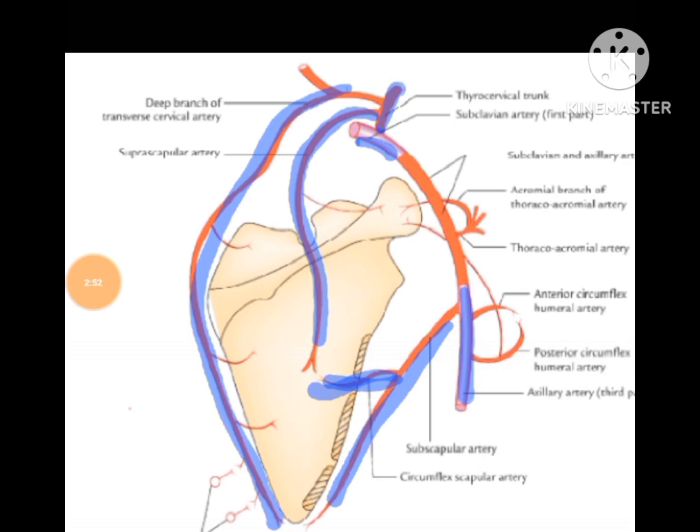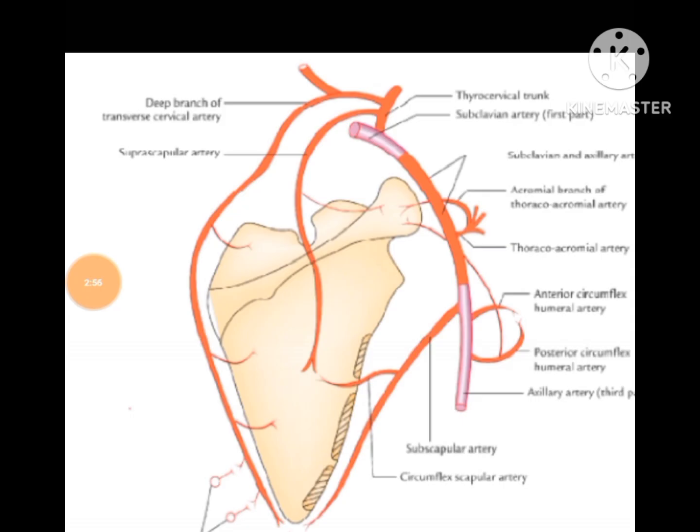These three arteries take part in the arterial anastomosis around the body of the scapula. And over the acromion process, this is the acromion process, it takes place between the acromial branch of the suprascapular artery, the thoracoacromial artery and the posterior circumflex humeral artery.